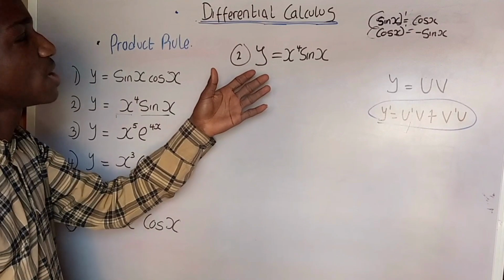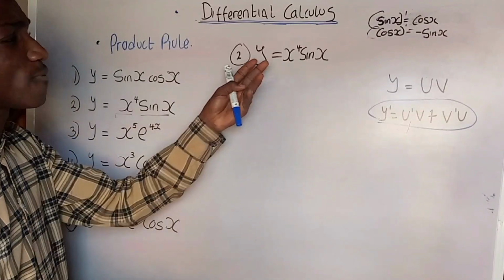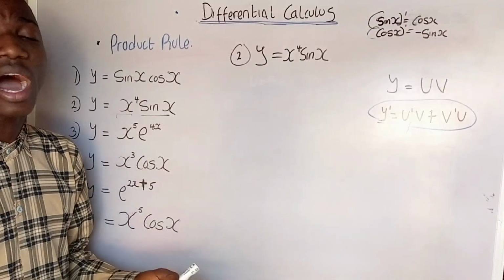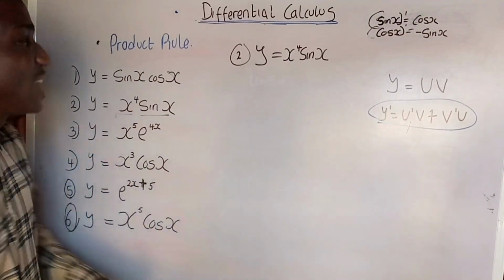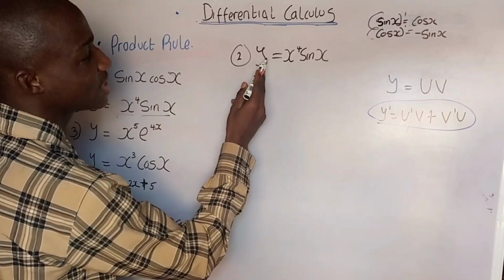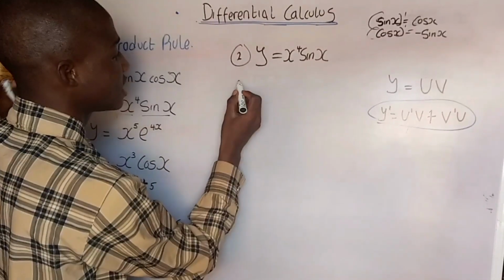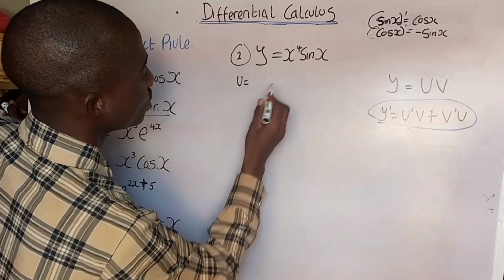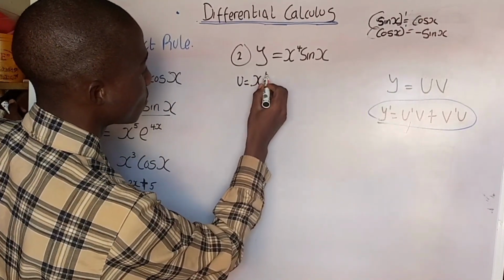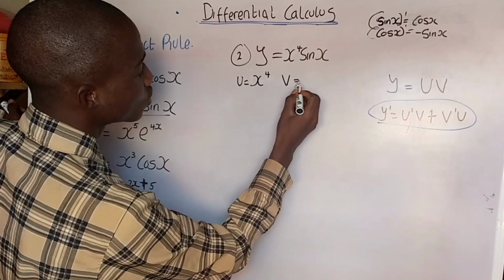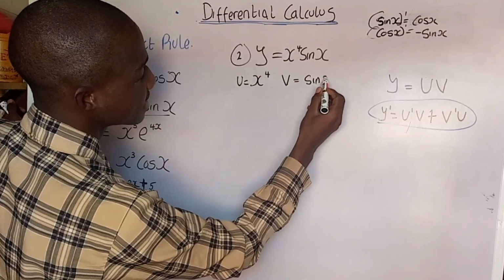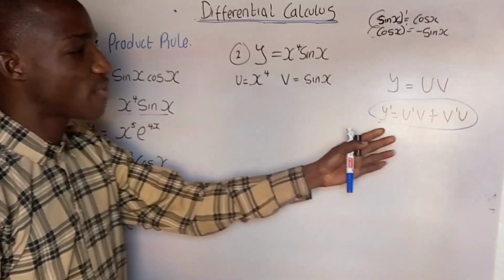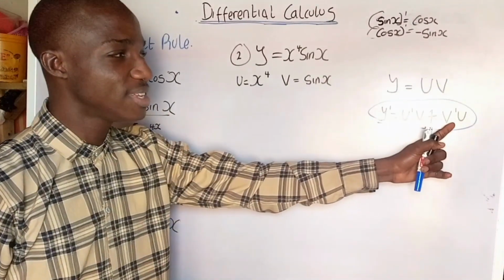Question number 2, we have y is equal to x raised to the power of 4 sine x. Don't forget our procedure. The first thing is to identify our u and v. So I'm going to have u, comparing this question with this, you can see that u is equal to x raised to the power of 4, and v is equal to sine x. So I've identified my u and v. In my formula, I still need the derivative of u and I need the derivative of v.